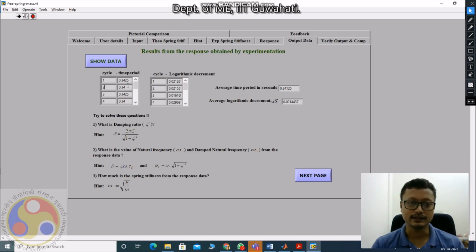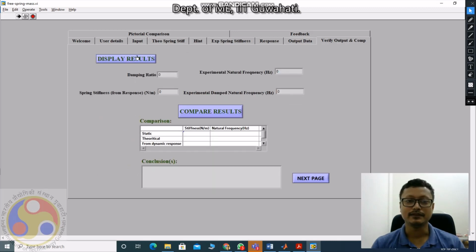As for second cycle it is this, third cycle this, then automatically logarithm decrement delta is coming for all four cycles. So average time period in second is coming, and average logarithm decrement also is coming here. So directly you can put here damping ratio, you can get the damping ratio from here, and natural frequency and damped natural frequency, a hint is given, from that you need to find out, and how much spring stiffness you need to find out. Okay, like this. And from the next page you can display the result.